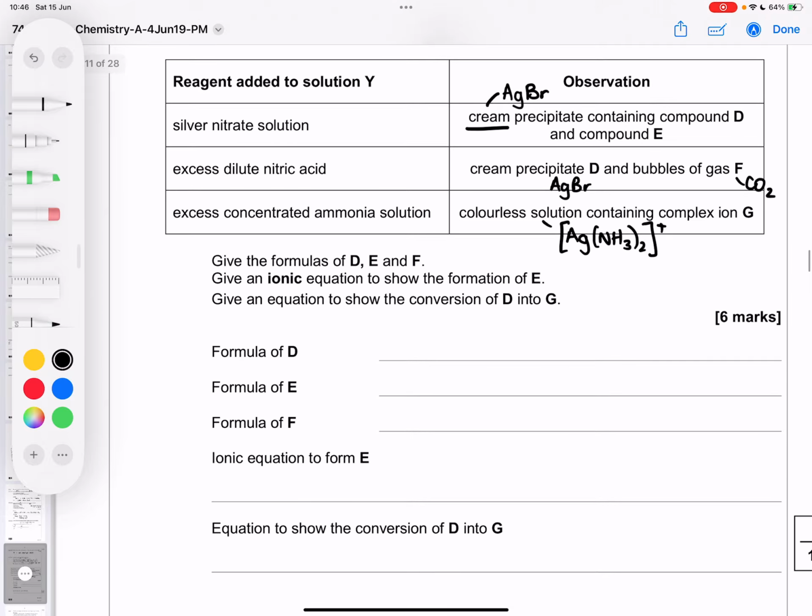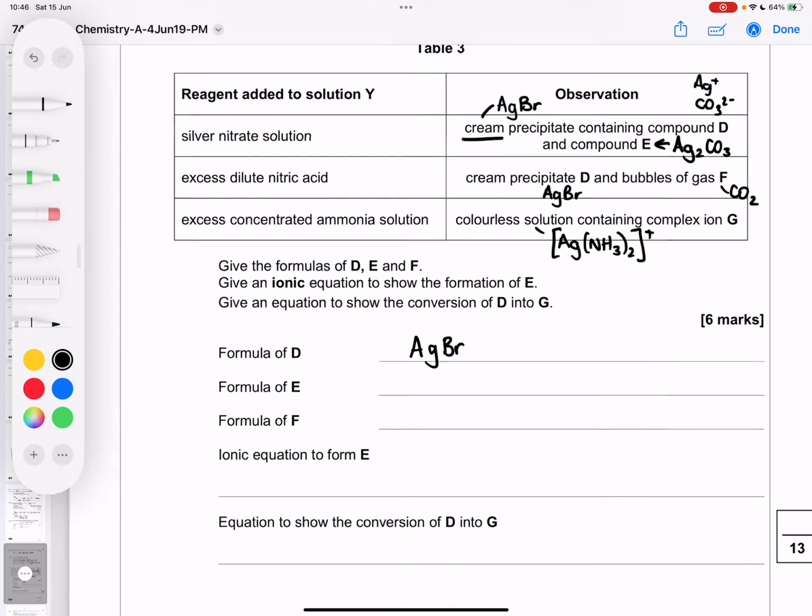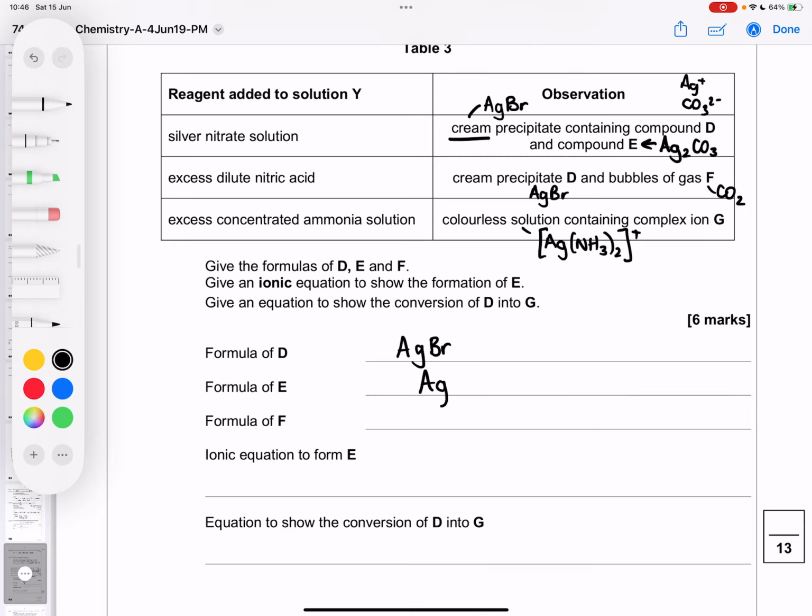So give the formulas of D. So that would be AgBr. E is the one thing that we haven't really figured out. It was something that, when we added the nitric acid, reacted. The silver would have reacted initially with the carbonate ions, and because silver's a 1+ and carbonate is a 2-, then E must be silver carbonate.